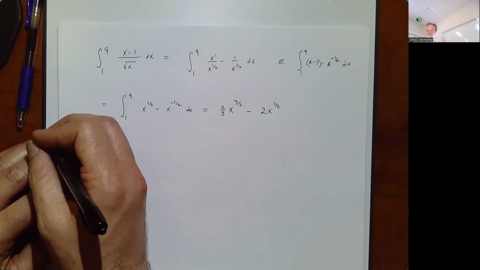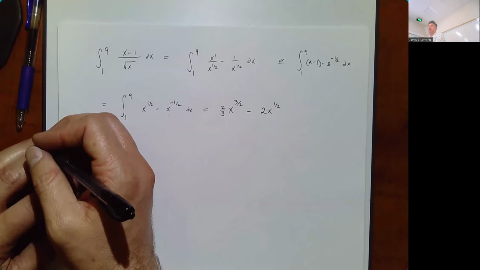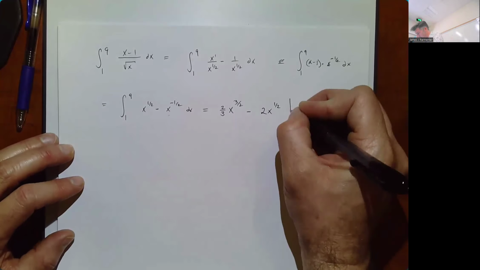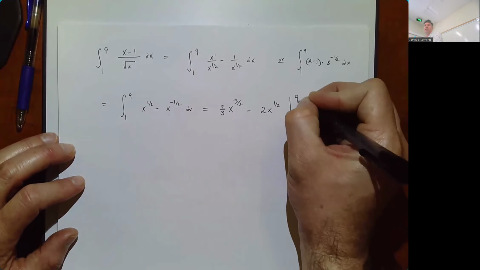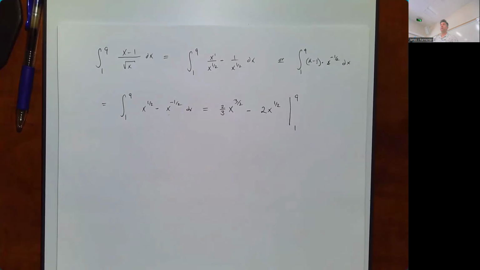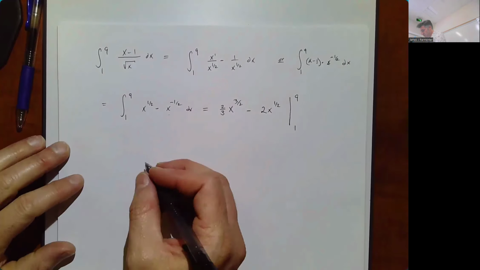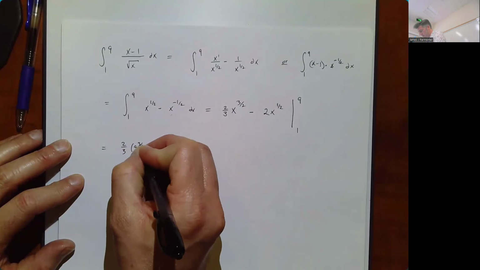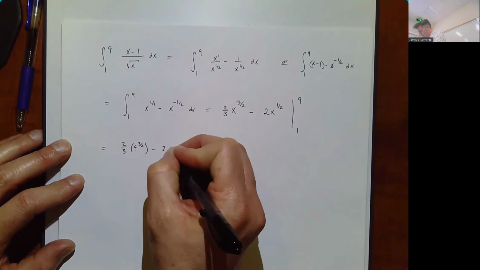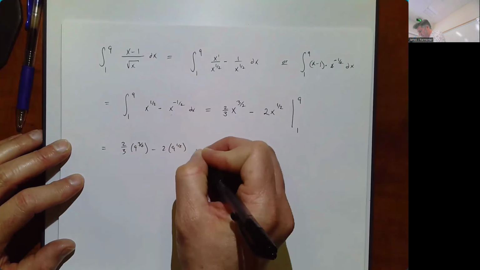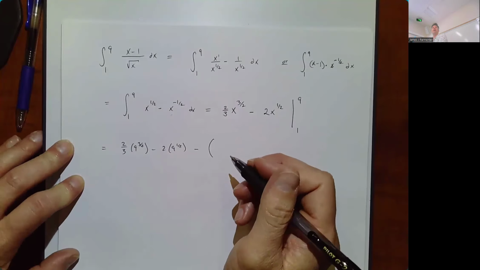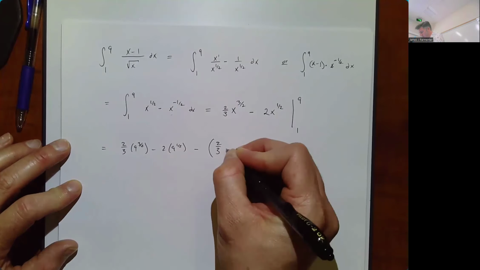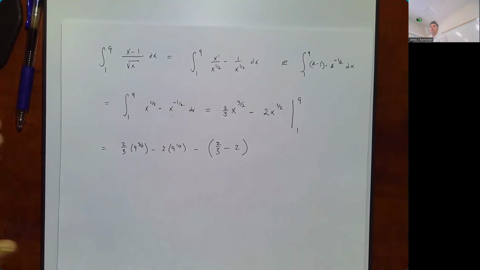I don't require a plus c because it's a definite integral. You could write one if you wanted to, but it's really unnecessary because they end up canceling each other out when you plug in and subtract. Then we plug in, we get 2/3 times 9 to the 3/2 minus 2 times 9 to the 1/2, minus, you plug in 1. Okay, 1 to any power is 1. So we're going to get 2/3 times 1 minus 2 times 1.